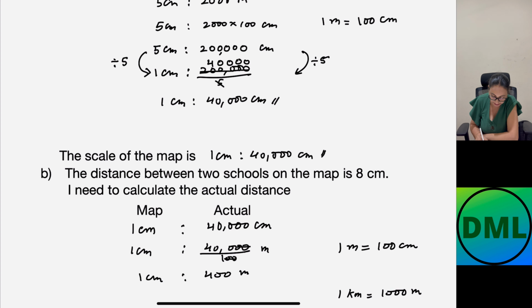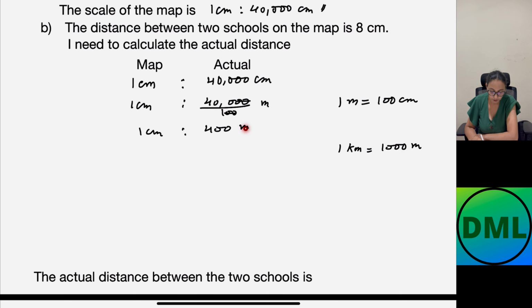I know that 1 kilometer is equal to 1000 meters. I'm going from smaller unit to bigger unit, kilometers. So that means I need to divide it with 1000. Let's divide it again here. 1 centimeter is to 400 divided by 1000 kilometer. 2 zeros got cancelled from here and your answer will be 1 centimeter is to 4 over 10 kilometer.